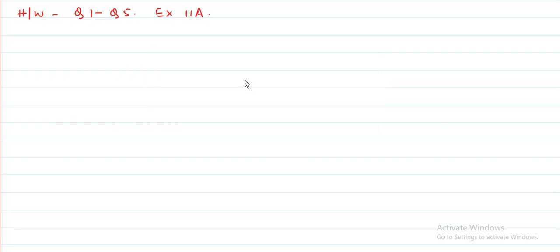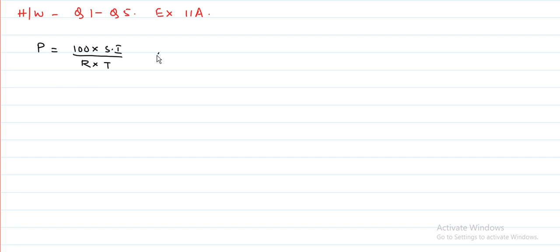Hello students, in this video we will understand exercise 11B, that is simple interest. First we will understand some formulae. The first formula is how to calculate principal. Principal is equal to 100 into simple interest by rate into time.